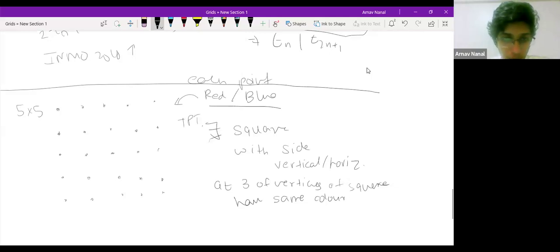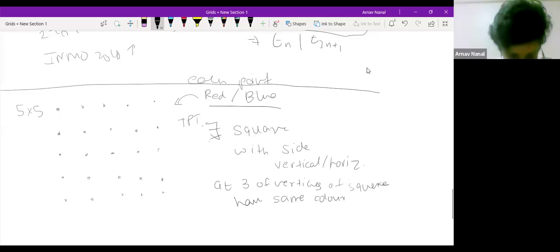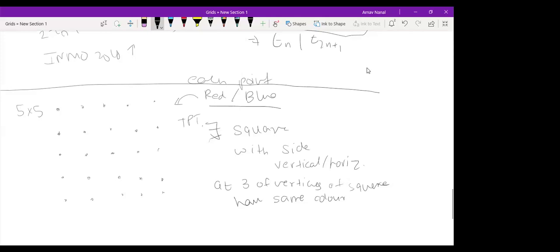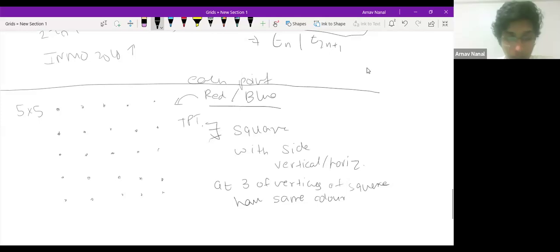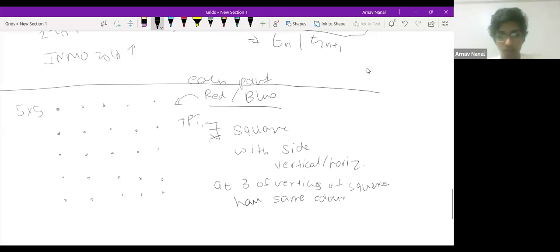So each of these points is colored either red or blue. Does it have to be a unit square, or can it be an arbitrary square? It can be an arbitrary square. I mean, it of course is not unit, otherwise you can just color this chessboard fashion. So now you have to show that there exists some square, like for example this is a square, such that at least three of these vertices share the same color. Or even all four can be the same color, but at least three of them.